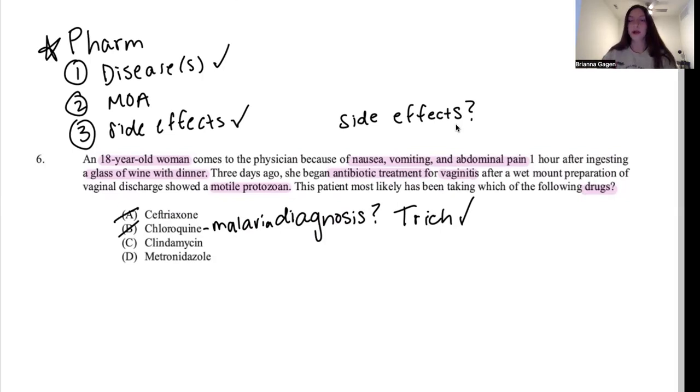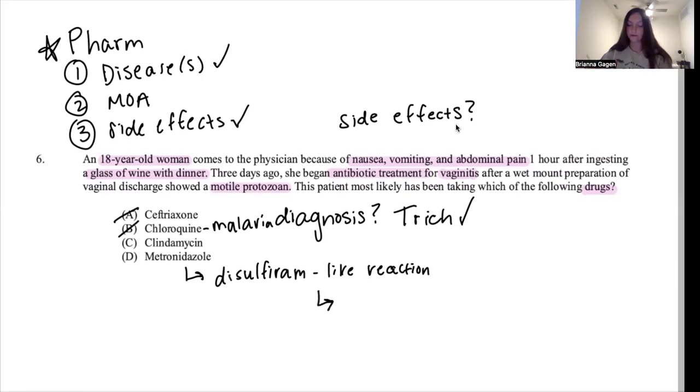Clindamycin and metronidazole can both treat anaerobic infections, so that can be a little confusing here. But it's important to know that metronidazole can cause something called a disulfiram-like reaction, which means that after ingestion of alcohol, such as this patient had a glass of wine with dinner, it can cause things like nausea, vomiting, abdominal pain, things that you might associate with a hangover.